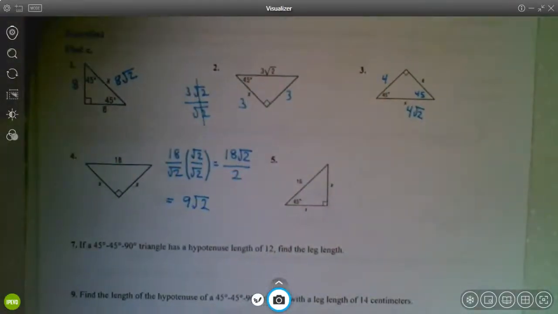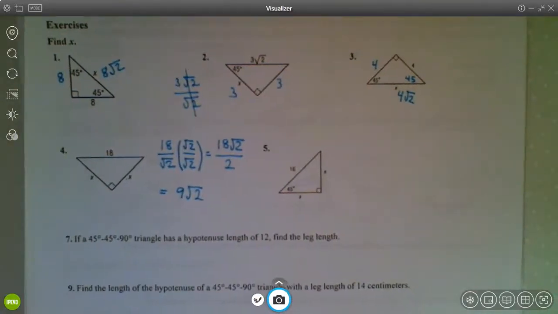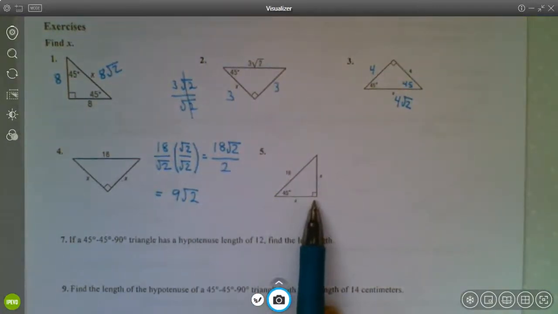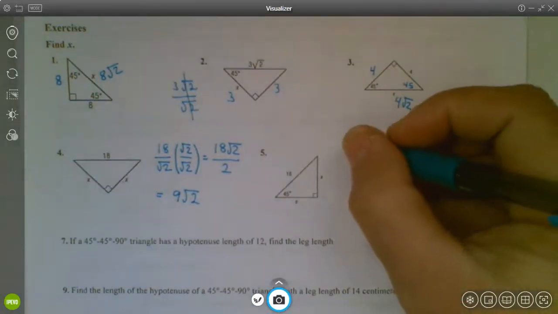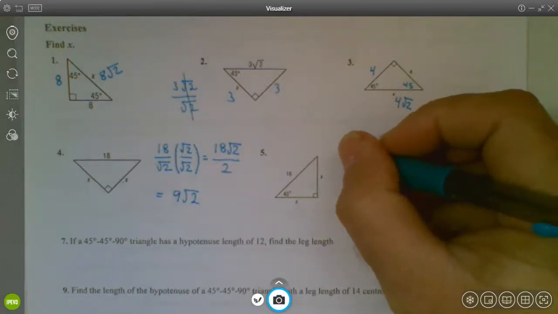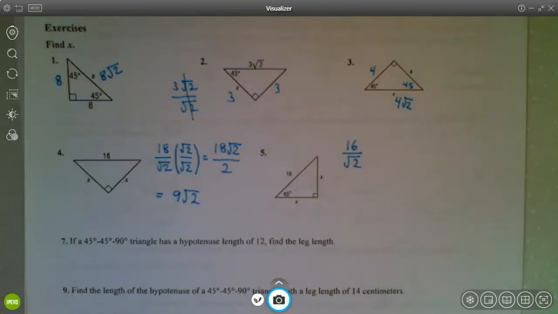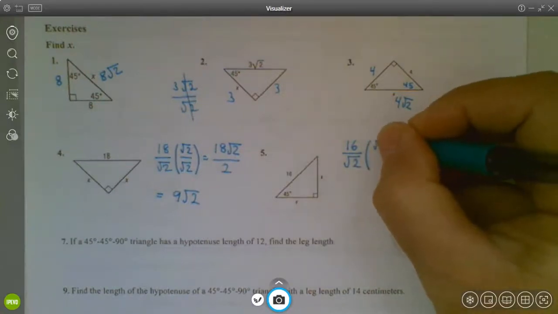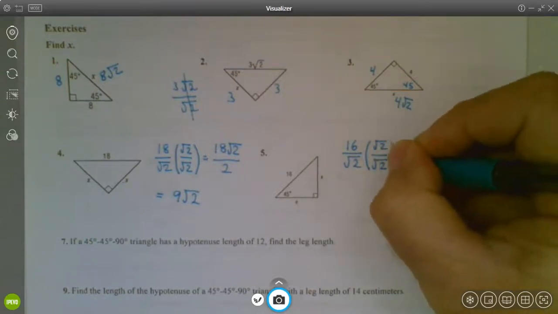So let me go to number 5. I'll give you one more practice round on this one. So if that made sense to you, if you want to give this one a try on your own, maybe you can pause right here and give this one a shot. I have 16 as my hypotenuse. I know to get to the leg, I have to divide my hypotenuse by the square root of 2. And this is where I run into that issue of, hey, I'm not supposed to leave a radical on the bottom. So I multiply top and bottom by square root 2. So it looks like this.